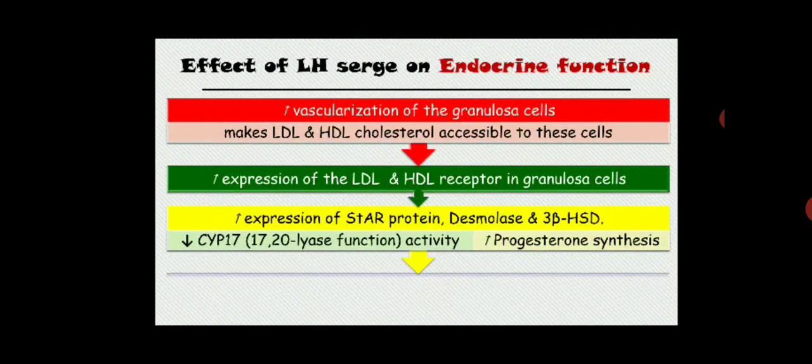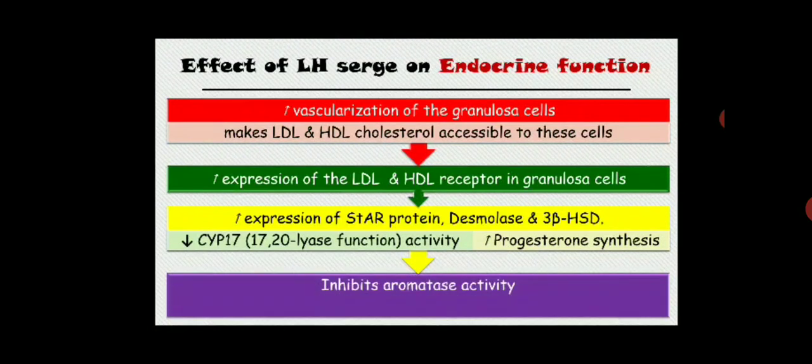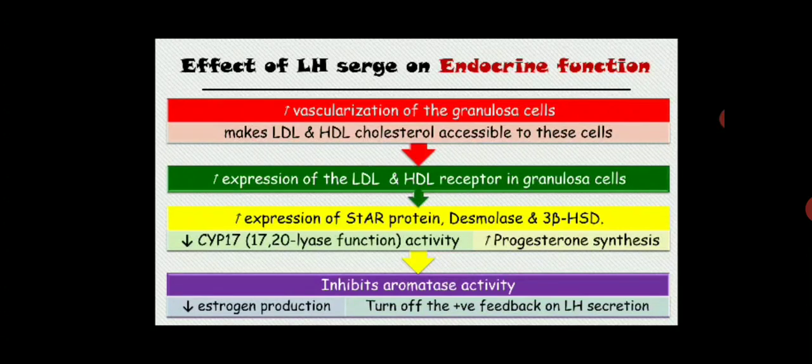Now one more thing it will do: it decreases or inhibits the aromatase activity. So basically it decreases estrogen production, and by decreasing the estrogen production it turns off the positive feedback on the LH surge. As the estrogen level is decreased by inhibiting the aromatase enzyme, this lesser amount of estrogen is not sufficient to sustain the LH surge. So as time passes, LH secretion starts decreasing, and this LH hormone is responsible for maintenance of the corpus luteum. If LH secretion is decreasing day by day, the corpus luteum will not remain viable. This is the remnant of an antral follicle.